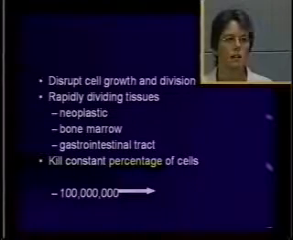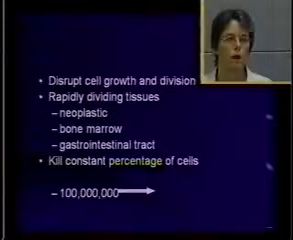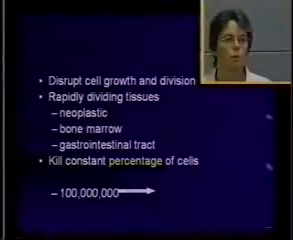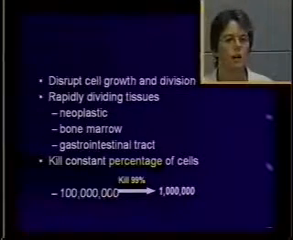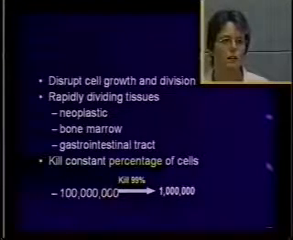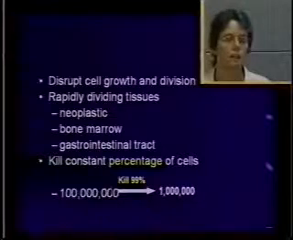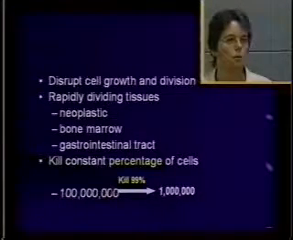One thing to keep in mind is that these drugs kill a constant percentage of cells rather than an absolute number. And what this means is if you start off with a tumor that has 100 million cells, and you have a drug that kills 99% of them, that still leaves you with 1 million cells after that drug has taken effect. And that's one of the reasons that it's very difficult to cure cancer with chemotherapy.